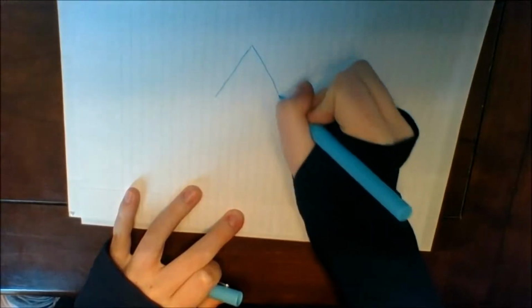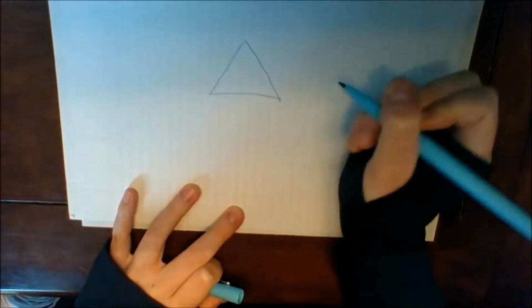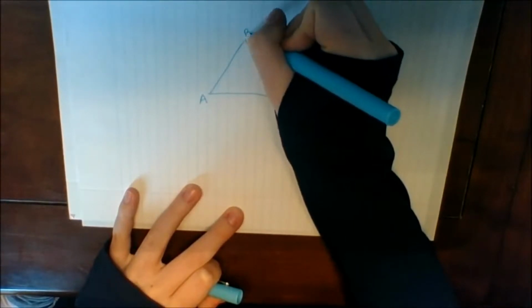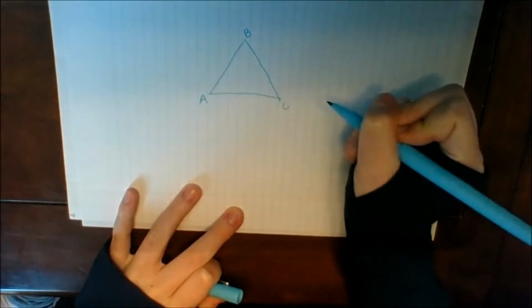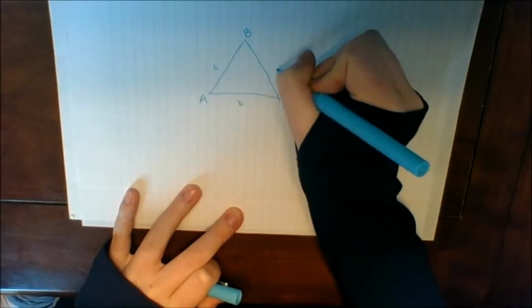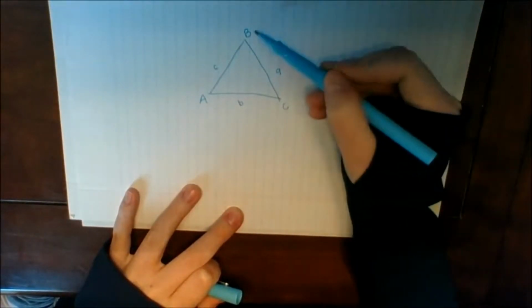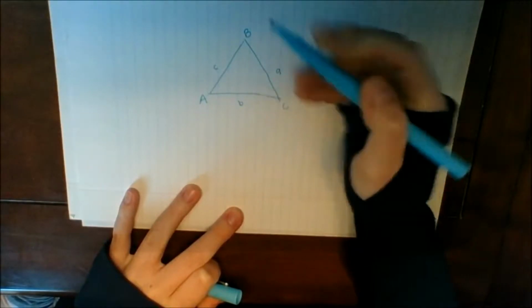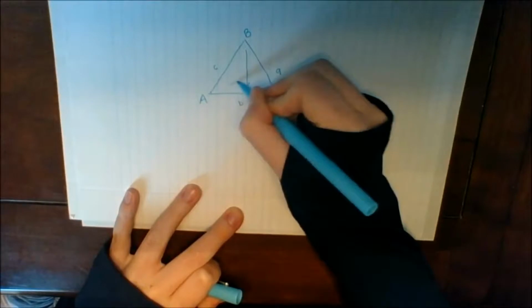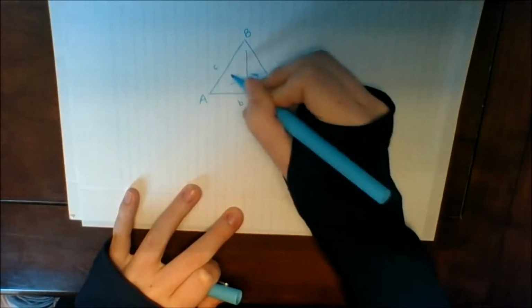First, let's draw an example triangle and label each side with a lowercase letter and angle with a capital letter. This is triangle ABC. Side a is opposite angle A, side b is opposite angle B, and side c is opposite angle C.